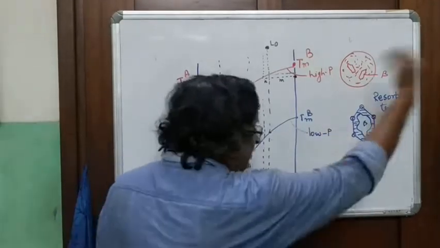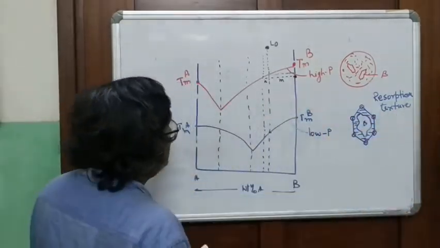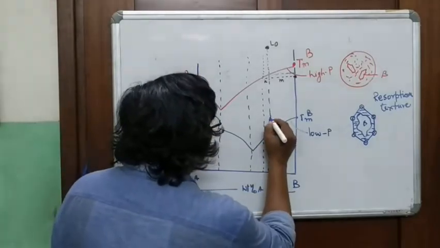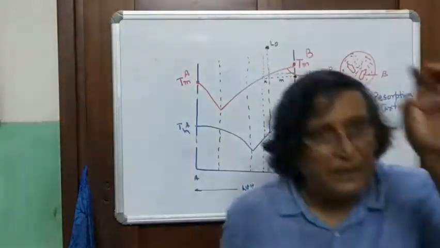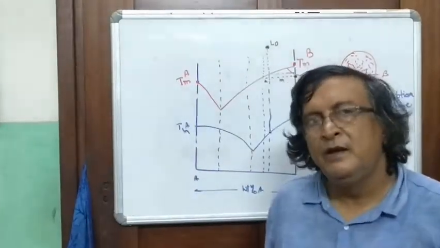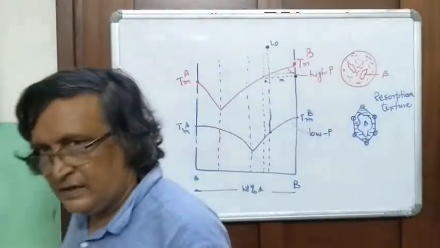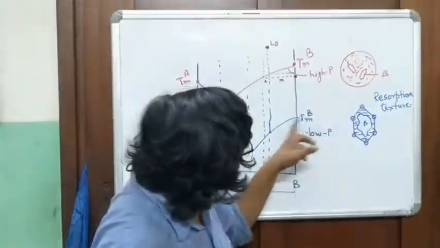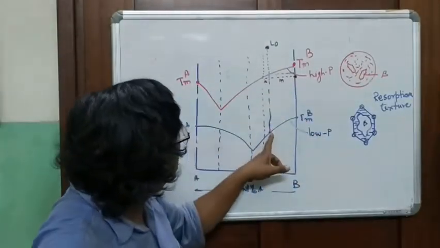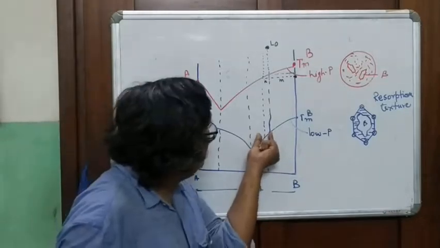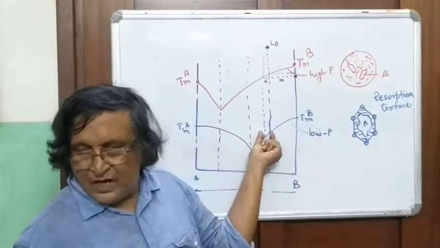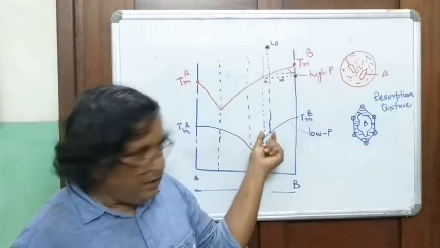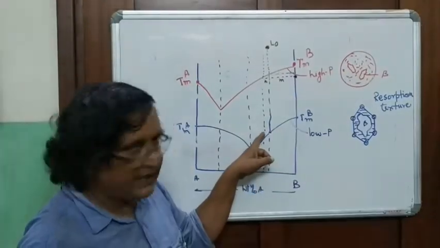If all of the B go into the melt, then the composition of the melt will be the same as the initial composition. But if part of the B does not go into melt, then your initial melt composition will not be L0, but will be between this and this melt composition. Have you understood? Between this and this melt composition.